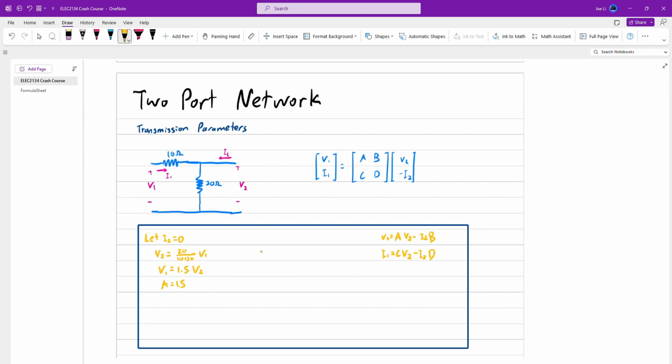Next up, what do we need? Let's look at this part and see what we need. We need C, because I2 is 0 right now. So we need to express V2 in terms of I1. It's pretty simple. It's literally just I1 times 20 equals V2, because I2 is 0. Just a regular Ohm's law. You will get I1 equals 0.05 V2, and you will end up with C equals 0.05 Siemens.